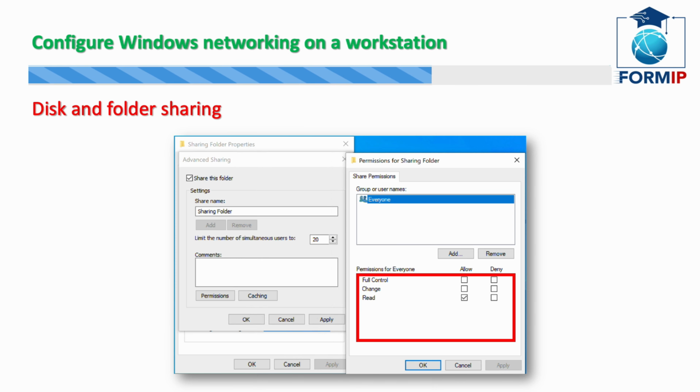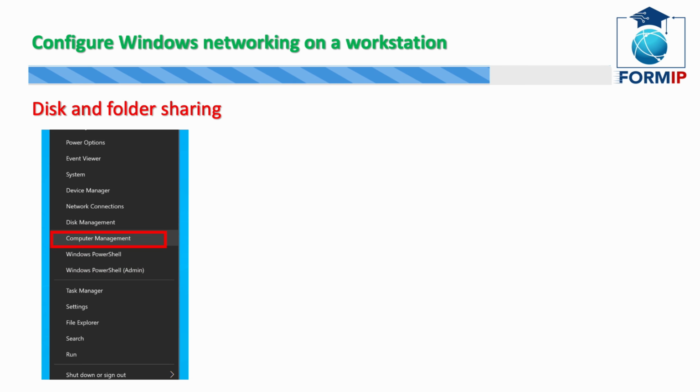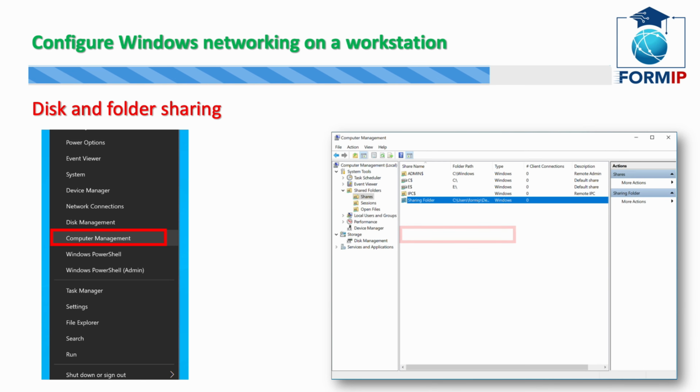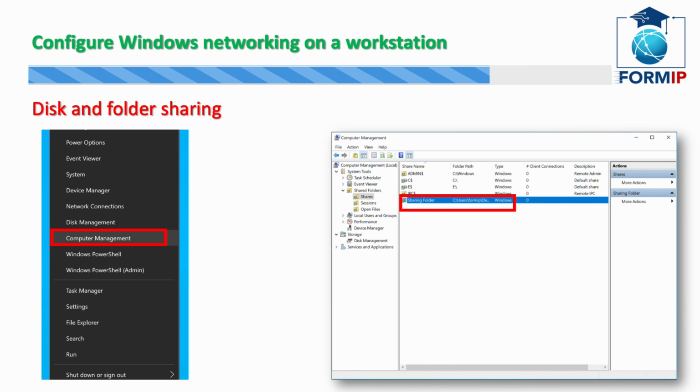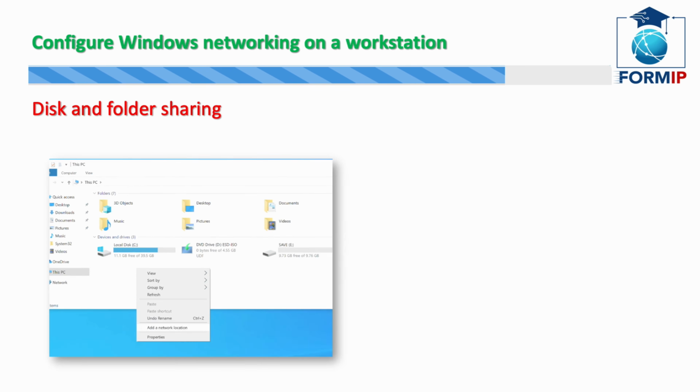Now, we will see how to list shared folders. To get started, right-click on the Start menu icon and open Computer Management. Then, in the tree on the left, expand the Shared Folders folder and the Shares folder. This is where you can view the folder we just shared, as well as the folders that are already shared by default.